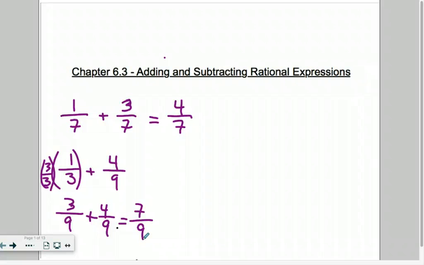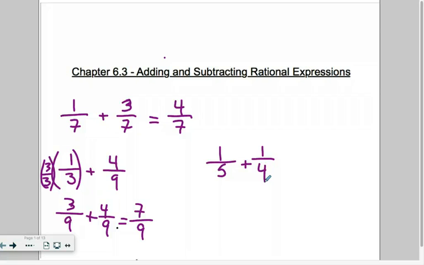Another type that you might want to think of is when there is no like multiple like that, where let's say we have 1/5 plus 1/4. I can't multiply 5 by anything to get 4, I can't multiply 4 by anything to get 5, but I can look for a lowest common multiple, or in this case a lowest common denominator. And sometimes that is the product of those two denominators.